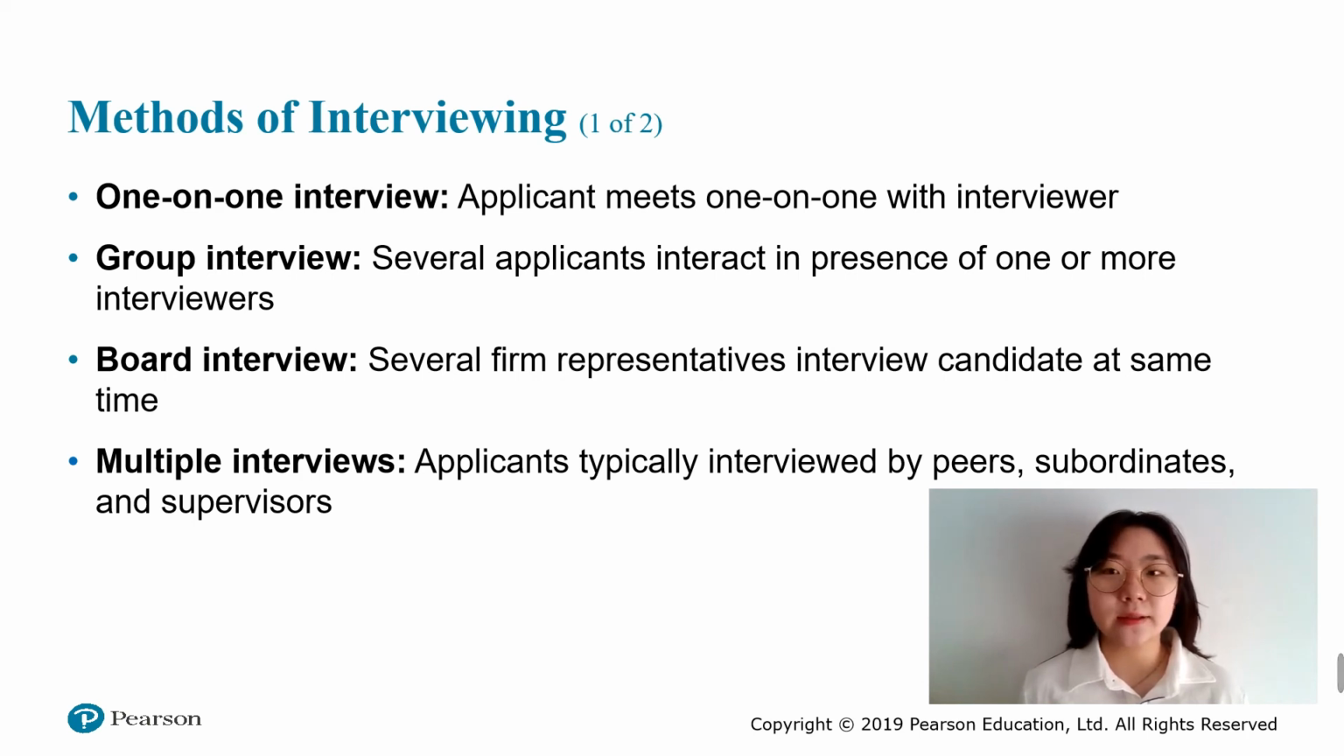The second is a group interview, where several candidates interact in front of one interviewer. The third is a board interview, where several company representatives interview candidates at the same time. Finally, candidates are often interviewed by colleagues, subordinates, and supervisors. This is called a multiple interview.